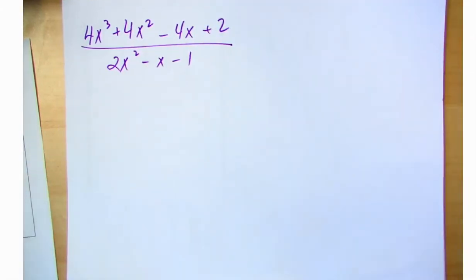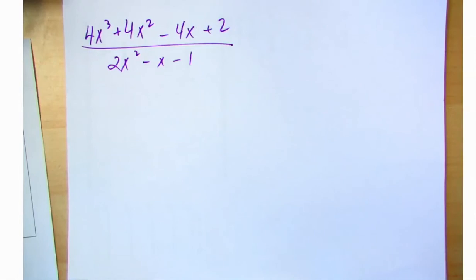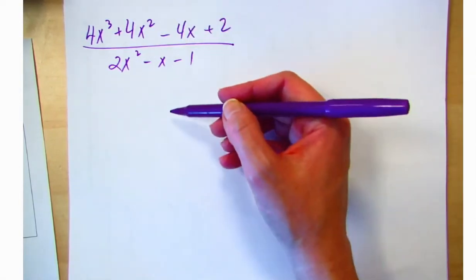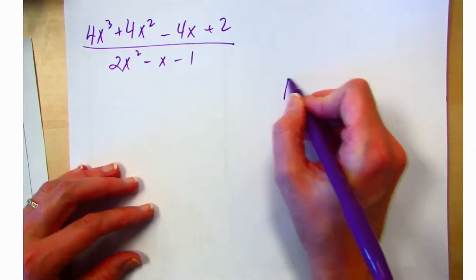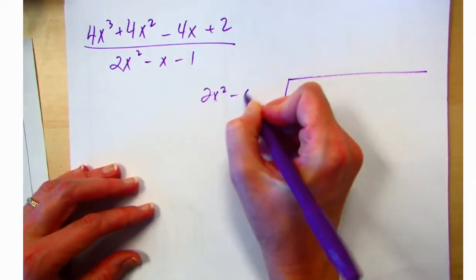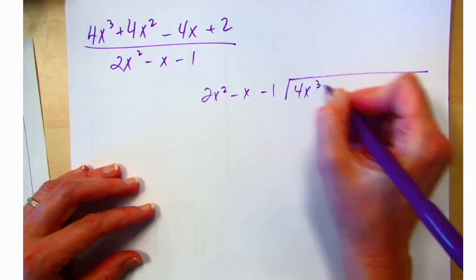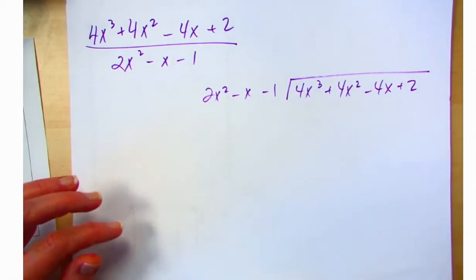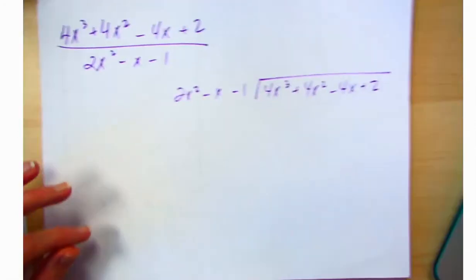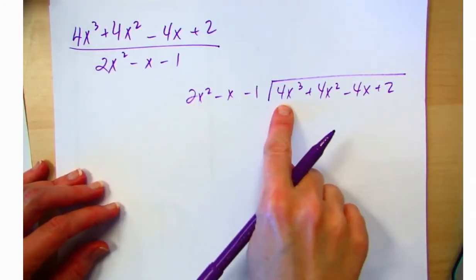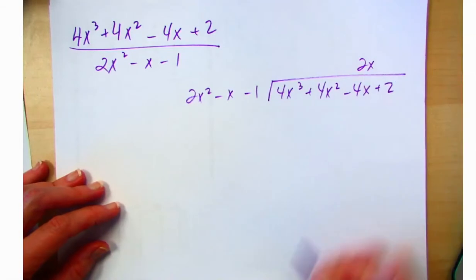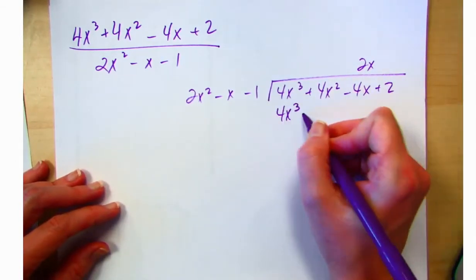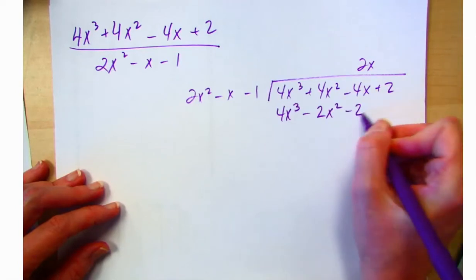What's the very first thing that's necessary here? Long division, because the degree of the numerator is greater than the degree of the denominator. So we're going to go to long division. 4x cubed plus 4x squared minus 4x plus 2, and we're going to divide. So 2x squared times what is 4x cubed? 2x. So multiply through by 2x, and we get 4x cubed minus 2x squared minus 2x.